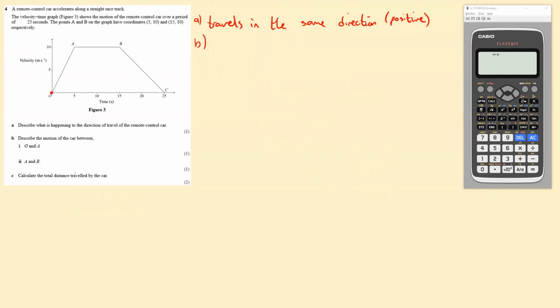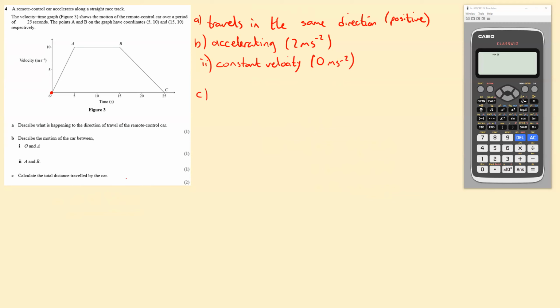Part B, describe the motion of the car between O and A. I've just done that. It's accelerating, so it's increasing in velocity, therefore accelerating. If you work that out, it travels 10 in 5 seconds, so it's 2 meters per second squared. Part 2 there, between A and B, it's at a constant velocity, so 0 acceleration. So constant velocity, or simply 0 acceleration there.